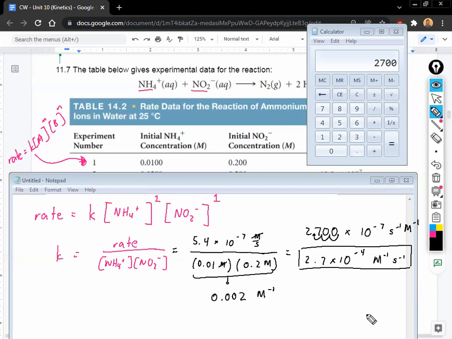So not too difficult to plug in, but the math can get a little bit complicated, especially with the units of measurement, right? Because now you have molarity on the bottom, seconds on the bottom. And so just make sure you're keeping track of where your units go. The algebra gets a bit tougher going forward.